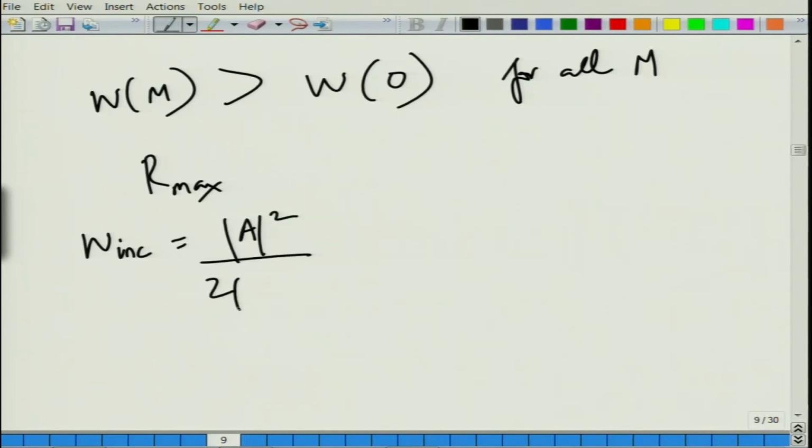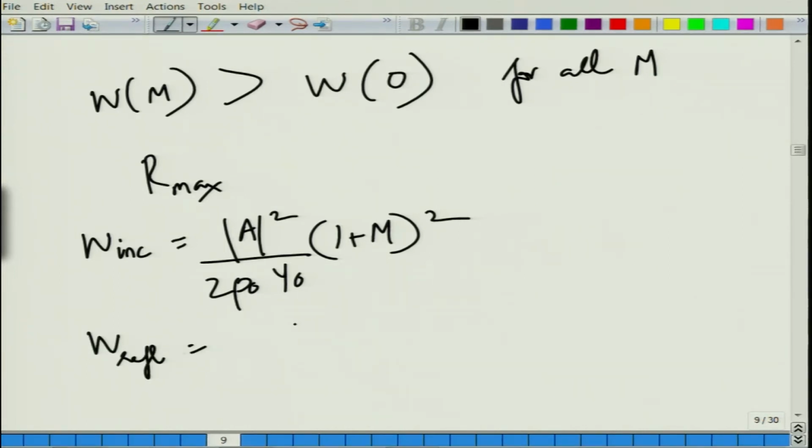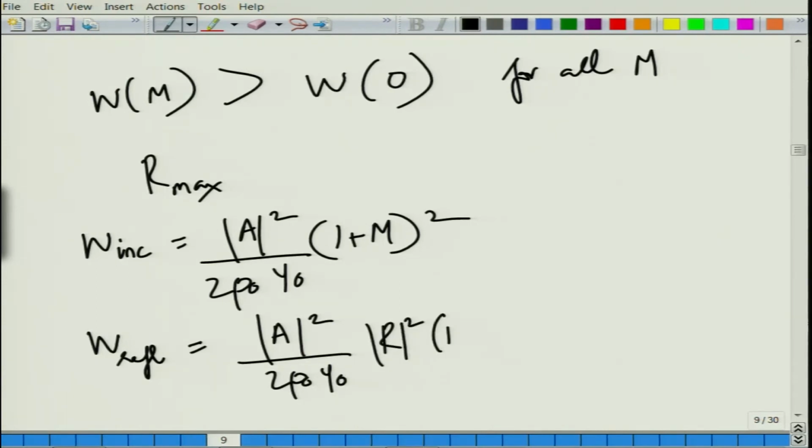that is, mod A square by 2 rho naught y naught into 1 plus M square, and the one that is reflected is A times r square by 2 rho naught y naught into 1 minus M square. Okay. So, we have this sort of a thing.